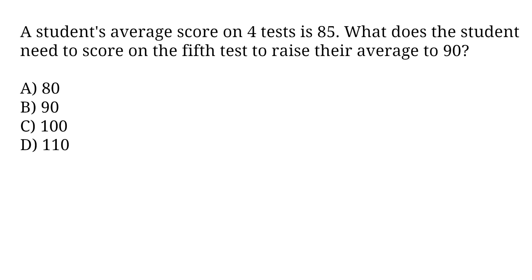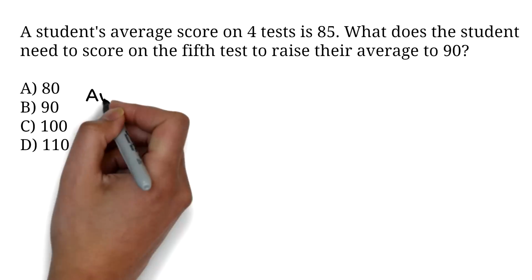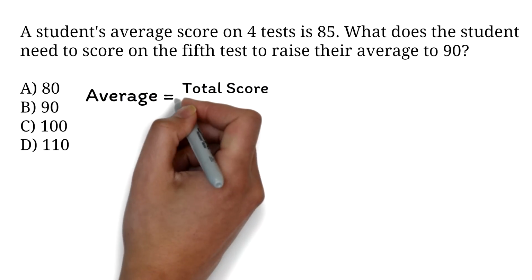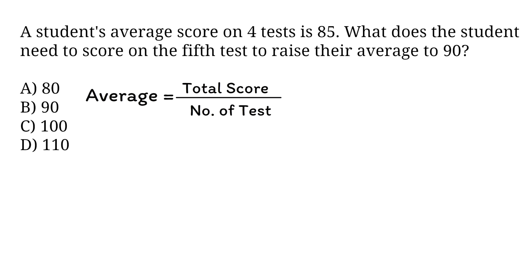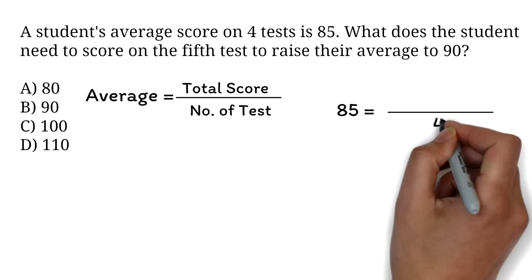A student's average score on 4 tests is 85. What does the student need to score on the 5th test to raise their average to 90? A. 80. B. 90. C. 100. D. 110. This is a typical average or mean question. The average score is the total score over the number of tests taken. For the 4 tests, we have been given the average as 85. The number of tests taken is 4.